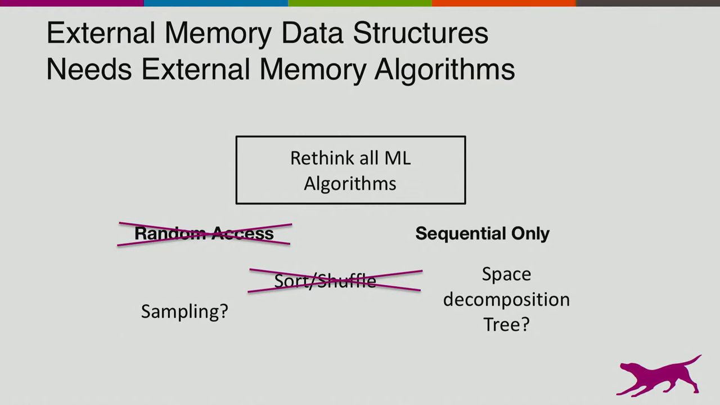Try very hard not to do sort and shuffle. And how about space decomposition tree, external memory tree data structure? How do you implement that? That's a very interesting research question.